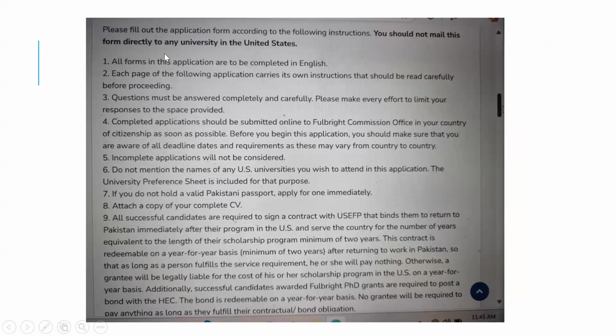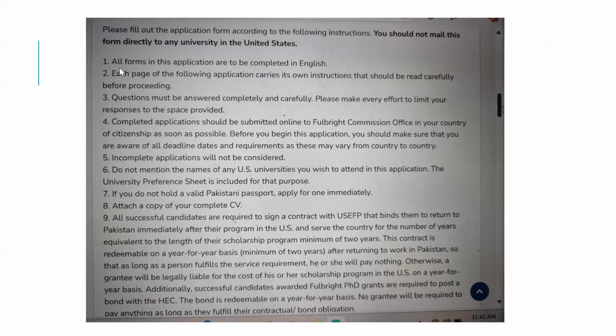Okay. So please fill out the application form according to the following instructions. You should not mail this form directly to any university in the United States. So you're not supposed to fill up this form and send it to any university. You don't need to do that. All you need to do is submit this form online.